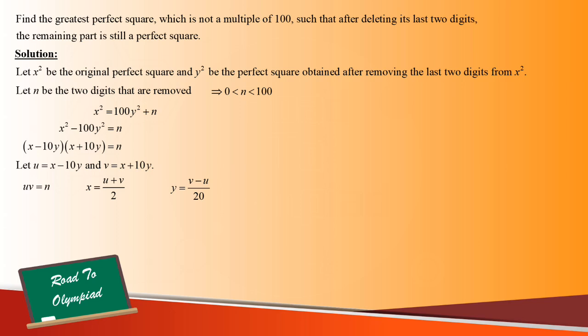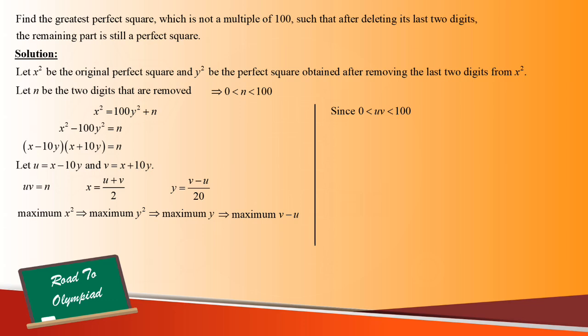Now, notice that in order to obtain the maximum value of x squared, we need y squared to be maximum, which needs y to be maximum. To do so, we need v minus u to be maximum. Recall that uv is equal to n, so we have uv is between 0 and 100. And notice that u and v are both positive, and v needs to be greater than u so that y is positive. We have 0 is less than u, is less than v, is less than 100. This gives us v minus u is less than 100.